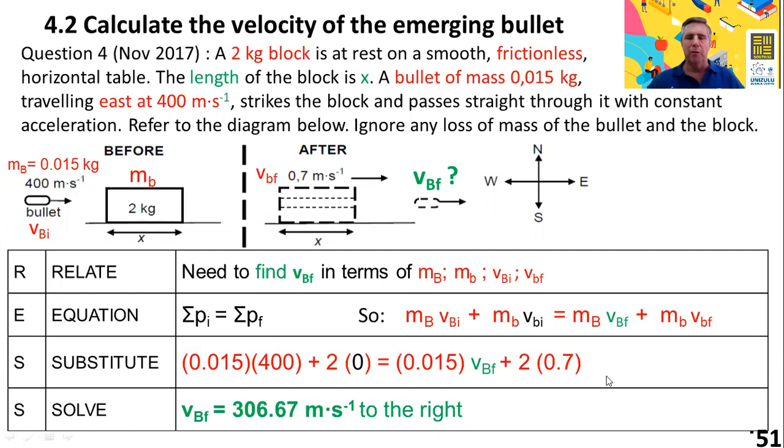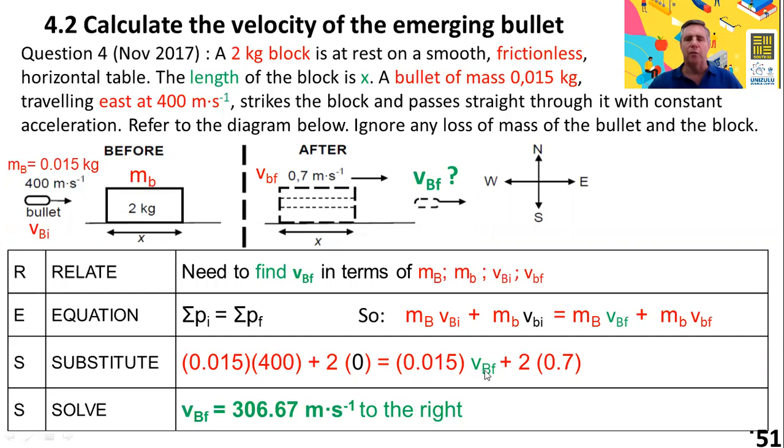Substitute, put the numbers in place, and again, these numbers are easiest to find when they're written above the diagram. The mass of the bullet, velocity of the bullet before, mass of the block is 2, velocity is 0, so that term will disappear, but do write it in so you can get marked for it. Afterwards, mass of the bullet again, VBF, I've left it in green, that's what we're looking for, plus 2 kilograms times 0.7, you were told that's the final velocity of the block.